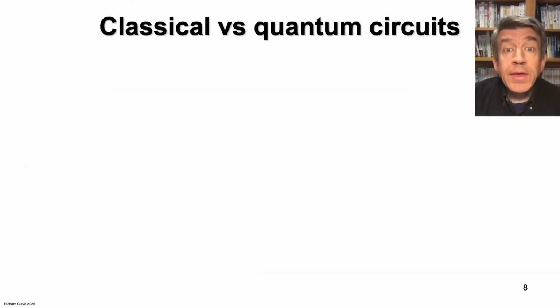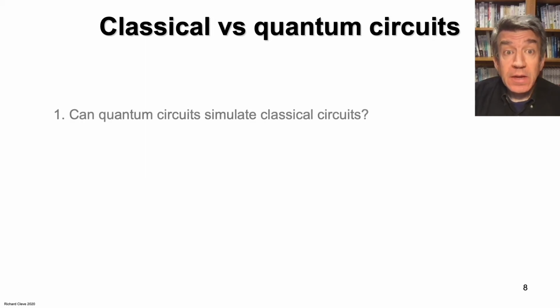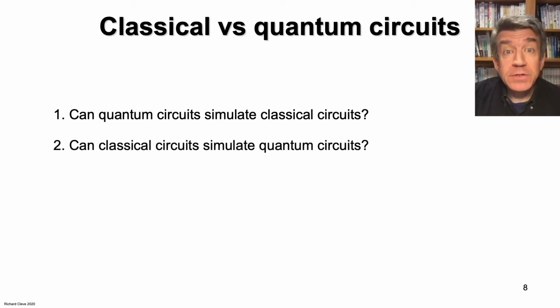Okay, so we're thinking about classical and quantum computations as circuits. How do these two models compare? Two natural questions are, can quantum circuits simulate classical circuits? Although our Pauli X gate can be viewed as a NOT gate, what about AND gates? None of the unitary operations that we've seen so far resembles an AND gate. And what about the other way? Can classical circuits simulate quantum circuits? We're going to address these questions.